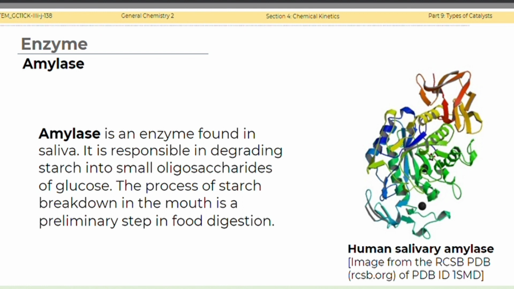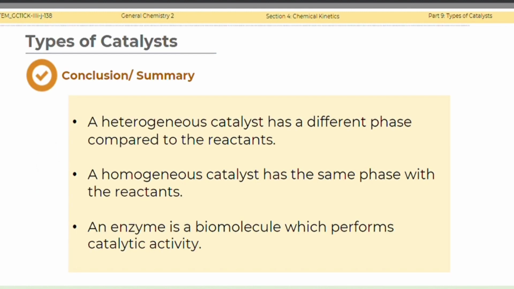Amylase is an enzyme found in saliva. It is responsible for degrading starch into small oligosaccharides of glucose. The process of starch breakdown in the mouth is a preliminary step in food digestion.